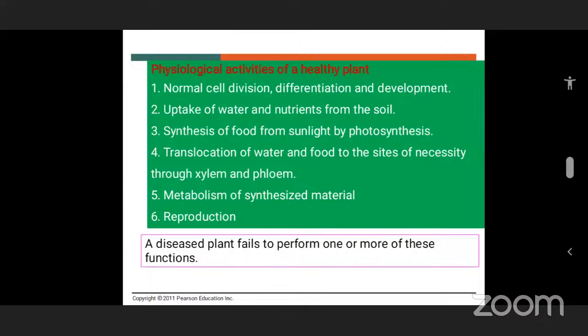Now let us come to another physiological activity that is disturbed by the plant pathogen. The third one, synthesis of food from the sunlight by photosynthesis. Now if you come to diseases like early blight of the tomato, Cercospora leaf spot, or Tikka leaf spot disease in the groundnut, whenever the plant is infected with leaf spot diseases, any plant. Now I am giving one or two examples: Tikka leaf spot disease in the groundnut and blast disease in the rice plant. If the blast disease severely infects the rice plant, automatically the photosynthetic activity will be reduced.